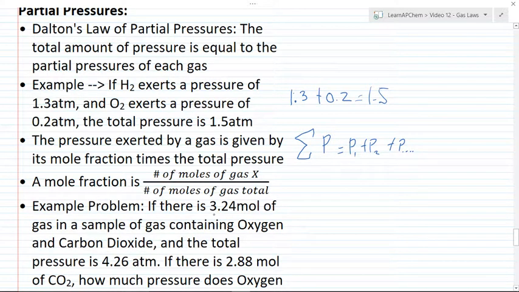So what you have to do to figure out what these partial pressures actually are is use what's called the mole fraction.